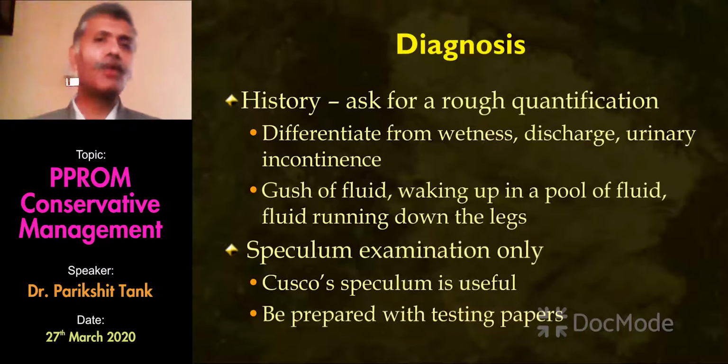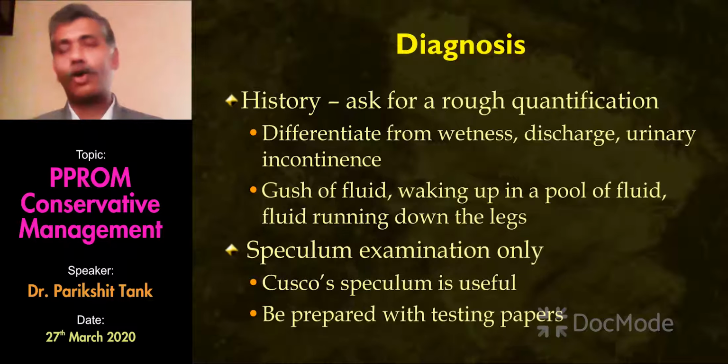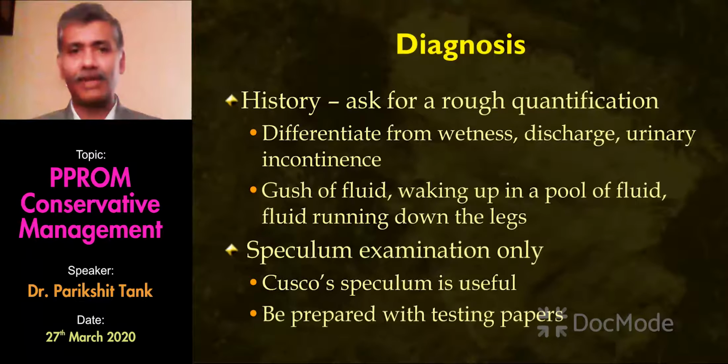But what we are looking for when we are looking at the history of a PROM is a gush of fluid, or the woman says that she woke up in a pool of fluid on the bed, or she started noticing that even though there was no gush, there was fluid that ran down the legs. And these are the ones which will give you a rough quantification that there is enough amount of fluid that is appreciable and that is suggestive of a rupture of membranes.